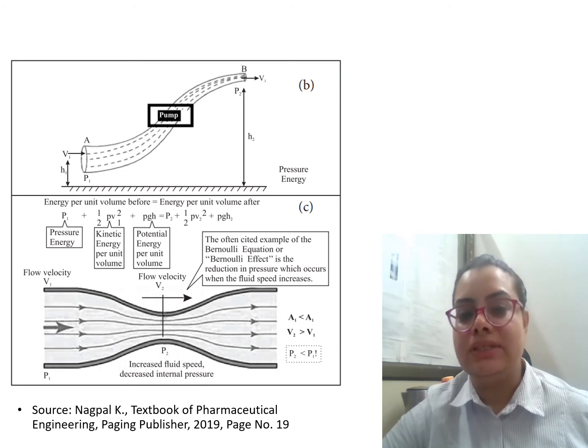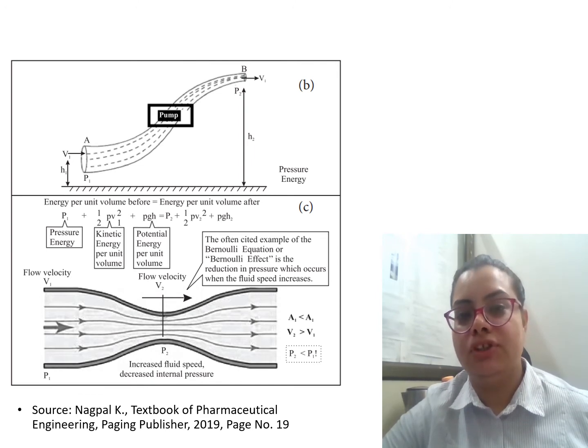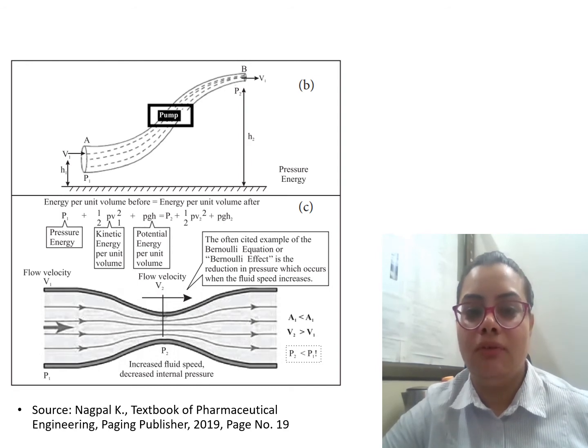Rho means density. And if we consider point B, which is shown above the datum point at a height h2, the total energy per unit volume would be P2 plus half rho V2 square plus rho g h2.